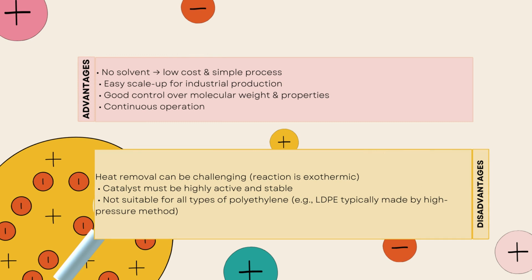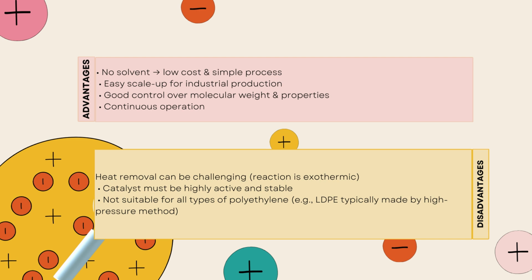One of the main advantages of gas phase polymerization is that it does not require a solvent, making the process simpler and more cost-effective. It is also easy to scale up, which is why it is widely used for large-scale industrial production. In addition, the process provides good control over molecular weight and polymer properties, allowing manufacturers to produce polyethylene with specific characteristics. However, there are also some limitations.